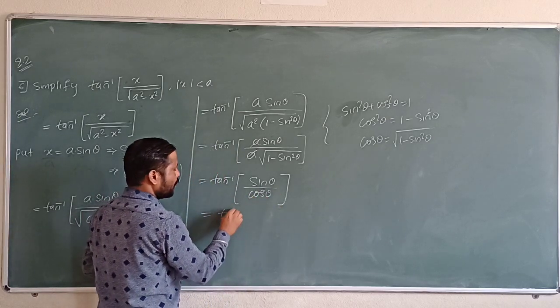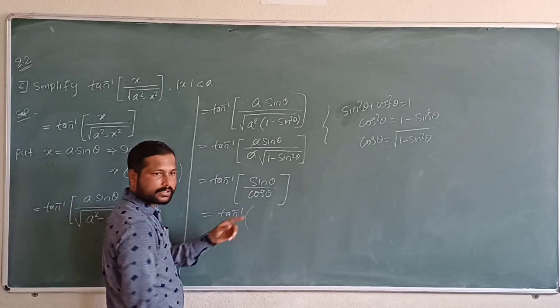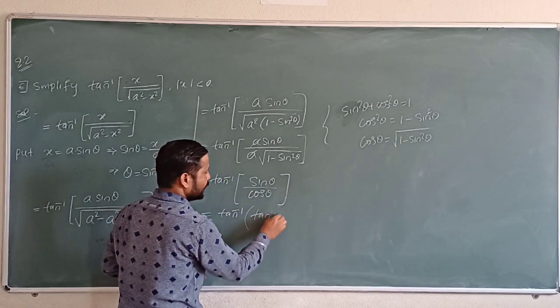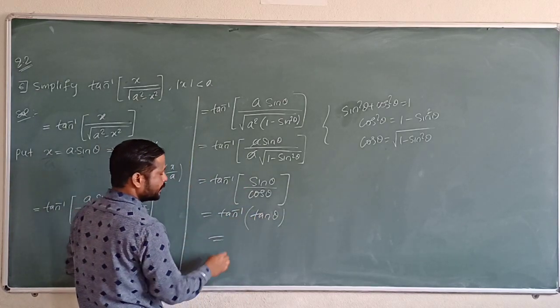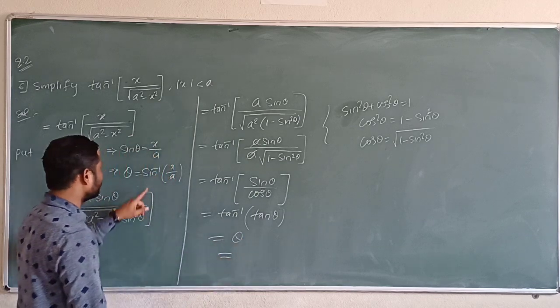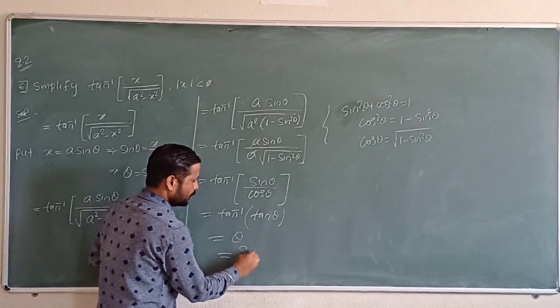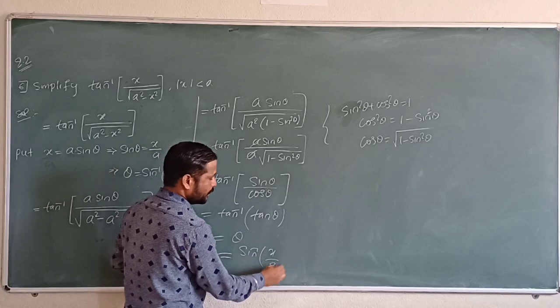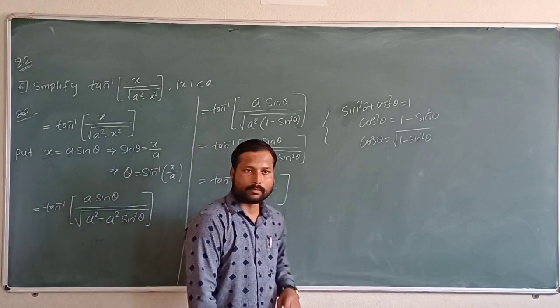Then tan inverse of sin theta by cos theta, that is tan theta. Tan inverse and tan get cancelled. That is theta. What is the meaning of theta here? That is sin inverse of x by a, which is the simplest form.